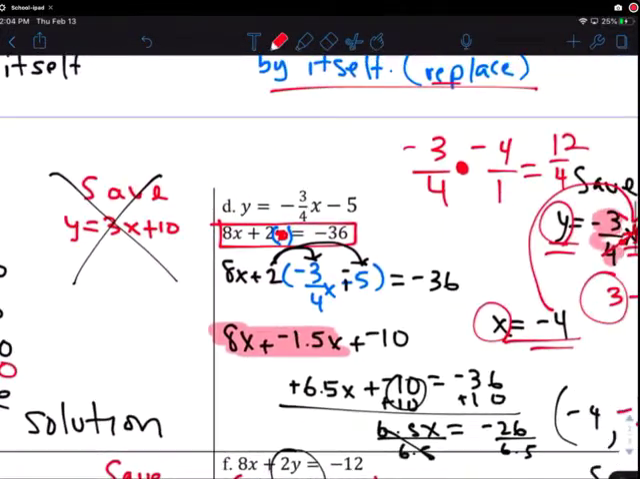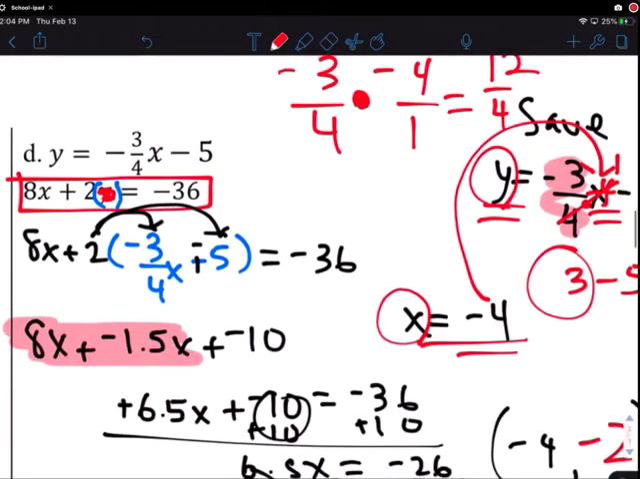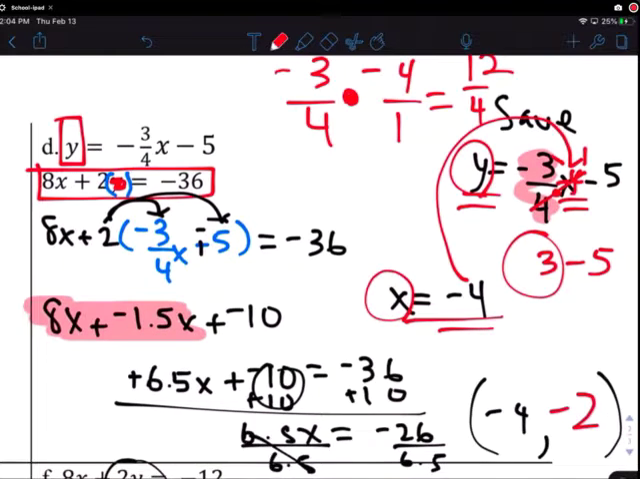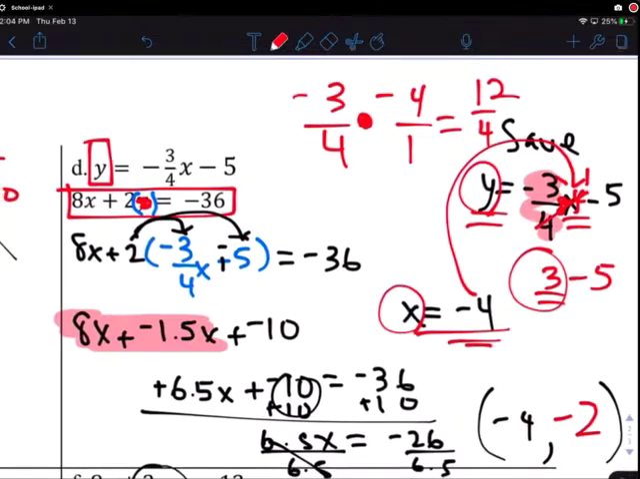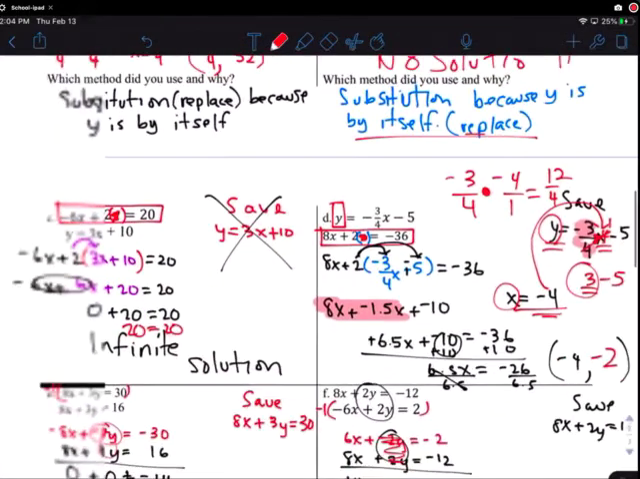Now, most classes I didn't do this one. We need to use substitution because y is by itself, okay, and you substitute, use decimals, and you get 4. Substitute it back in, you multiply with a calculator, you get 3 minus 5, which is negative 2.